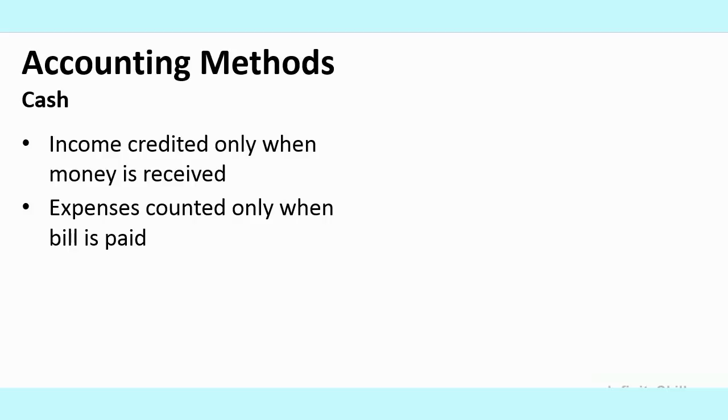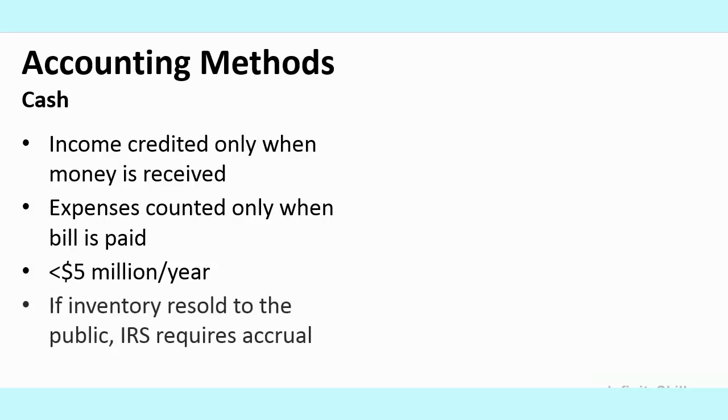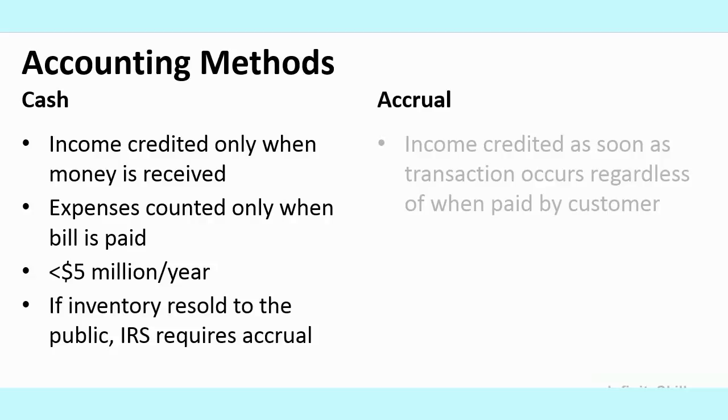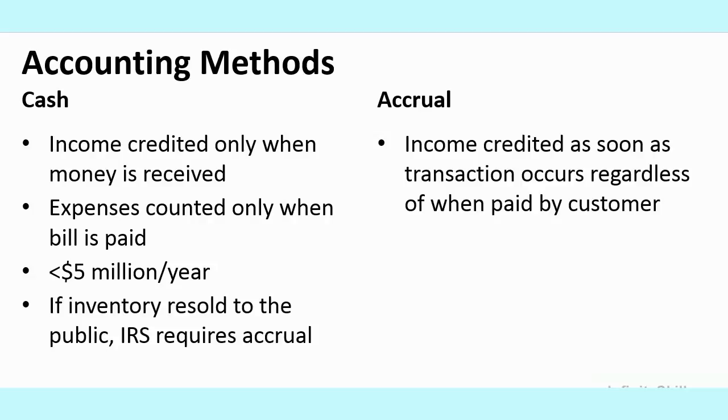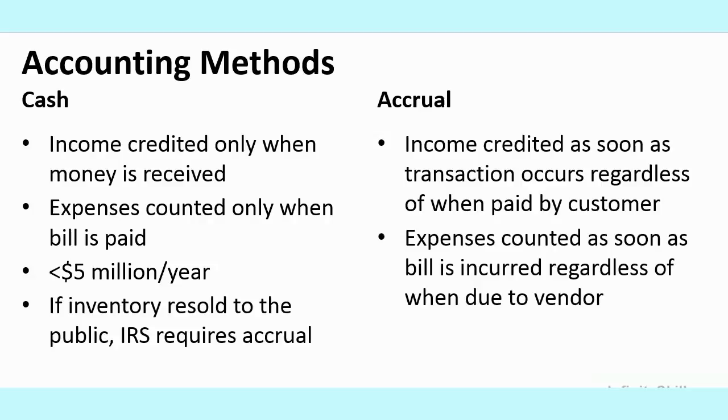There are a couple of rules, and again, you should consult your financial professional. But in general, any company that makes less than about $5 million per year can utilize the cash method or the second method. It's a choice. However, if inventory is resold to the public, then the IRS requires that you use something known as the accrual method instead of the cash method. The accrual method says that income is credited as soon as the transaction occurs, regardless of when we are actually paid by our customer. Likewise, expenses are counted as soon as the bill is incurred, regardless of when we actually pay the vendor for this expense.